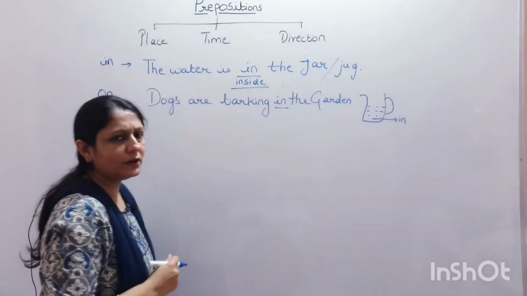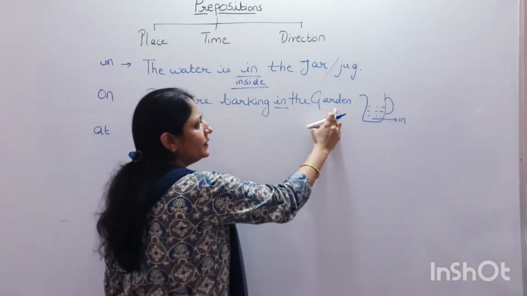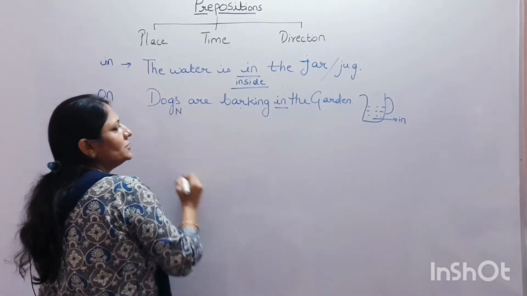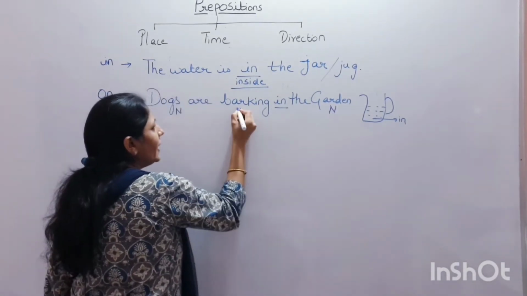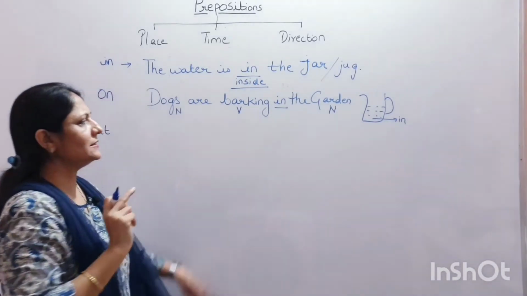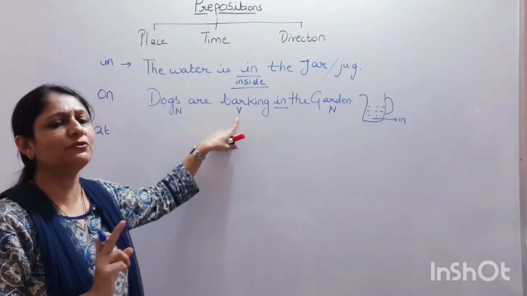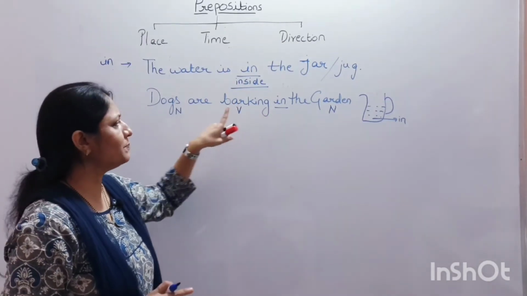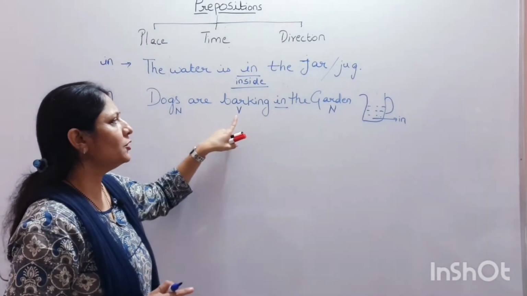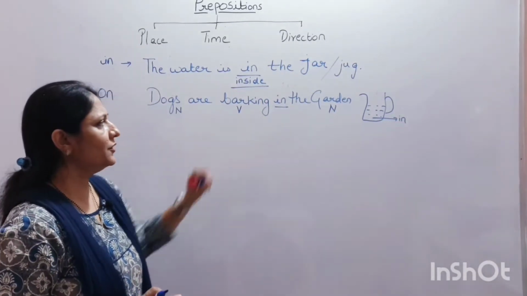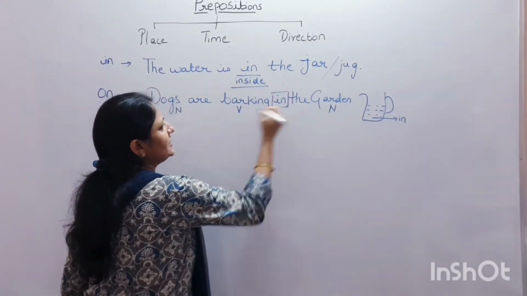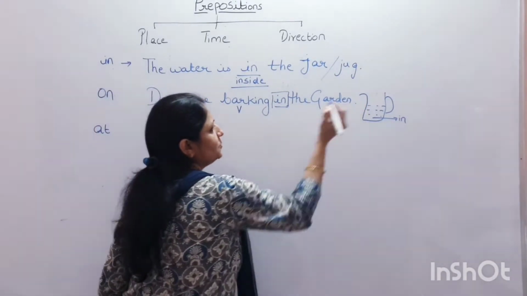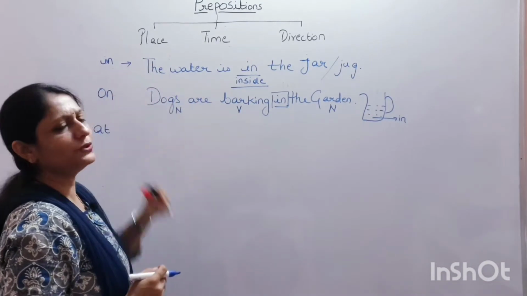Now, where are dogs? Dogs are in the garden, and what are they doing? They are barking. So, here this was a noun, this was a noun, and this was the verb, and this specifies my definition which I have told you earlier also, that prepositions are always placed before a noun but normally after a verb. So, here also the word in is telling the relationship between dogs and in the garden. So, this was about the preposition in used as place.